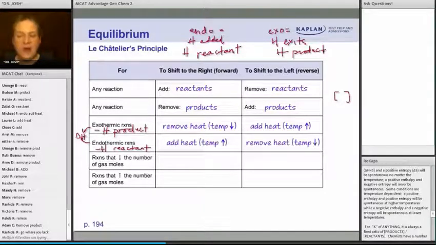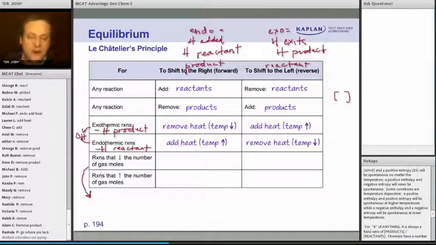Exactly right, Rashida. Go with where you lack. And so an endothermic process will be the exact opposite. If heat's a reactant, we add heat, go to the product side. If heat's a reactant, remove heat, go to the reactant side. But whenever it talks about forward, it's talking just about the product side. Going reactant is going to the left, or going to the reverse.